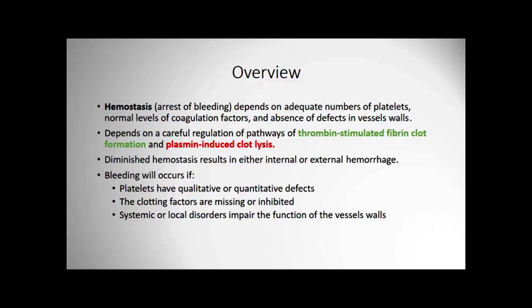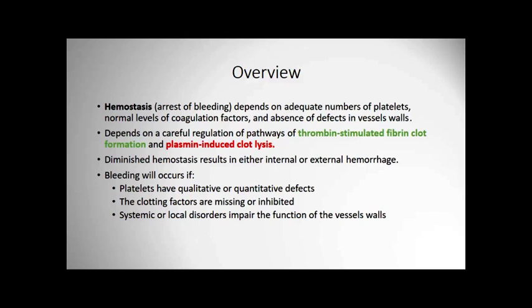And also there has to be a balance because we don't want all of our blood to clot when this process initiates. So there has to be a balance between formation of the clot and lysis of the blood clot by a protein that is called plasmin. Okay, so plasmin is antithrombotic and fibrin is prothrombotic. So there has to be a balance between them. Any problem with hemostasis will lead to hemorrhage.